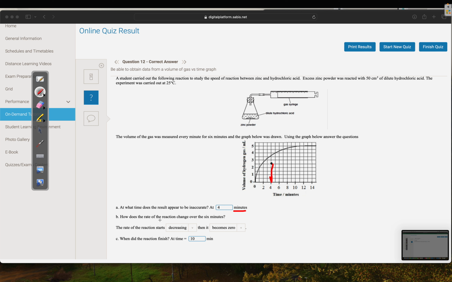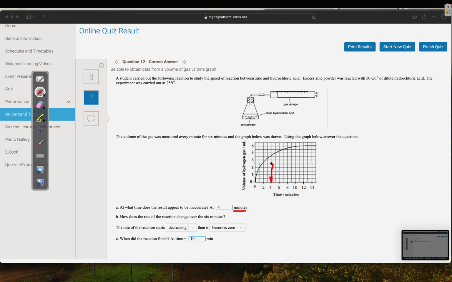How does the rate of the reaction change over the 6 minutes? Okay, so first of all, the rate of the reaction starts decreasing, because the rate of the reaction is the change in concentration or volume of products over time.